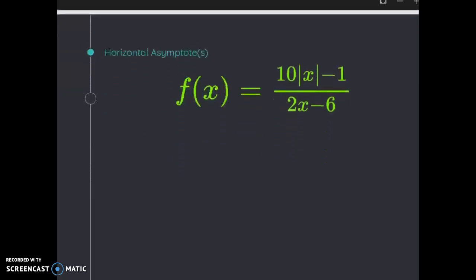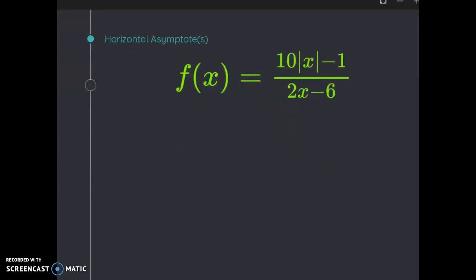Okay, so if I want to look at horizontal asymptotes of this function that we looked at before, the first thing I should do is write it as a piecewise function. So in 2 pieces, this would be 10x minus 1 over 2x minus 6, as long as x is bigger than or equal to 0. But if x is less than 0, it's going to be 10 times the opposite of x, minus 1, over 2x minus 6.